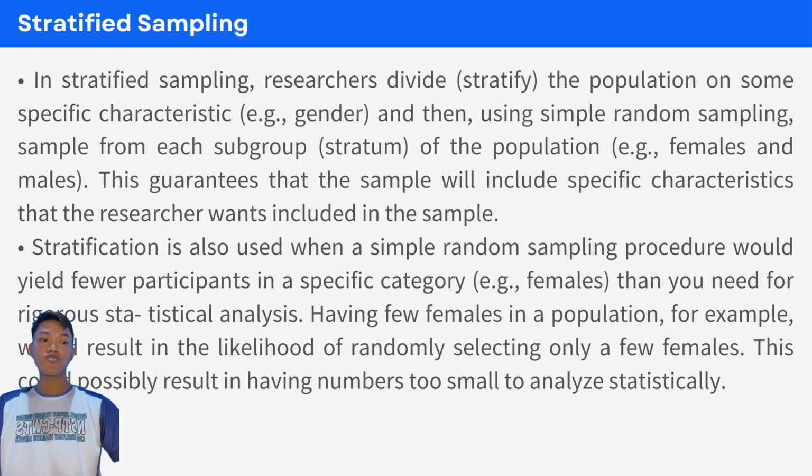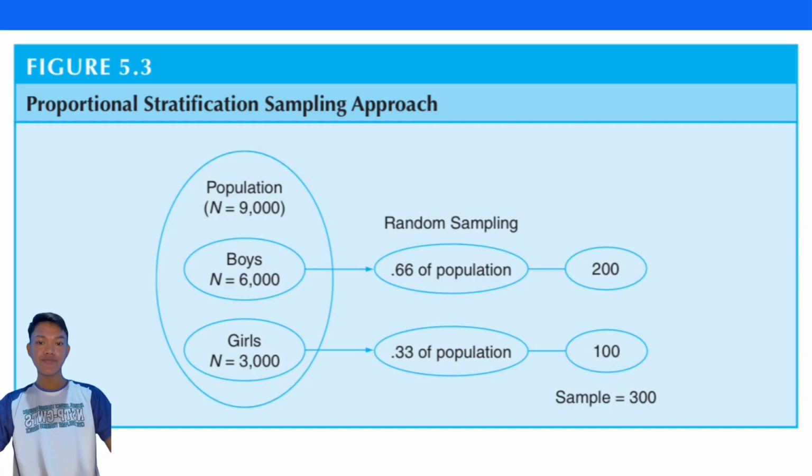And the next one we have is stratified sampling. In this method, the researchers divide or stratify the population on some specific characteristic, for example, gender. Then, using simple random sampling from each subgroup, called a stratum of the population, this guarantees that the sample will include a specific characteristic that the researcher wants included in the sample. Stratification is also used when a simple random sampling procedure would yield fewer participants in a specific category. Figure 5.3 shows a stratified sampling approach.